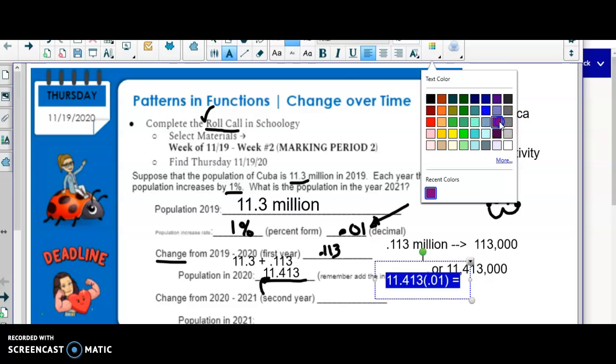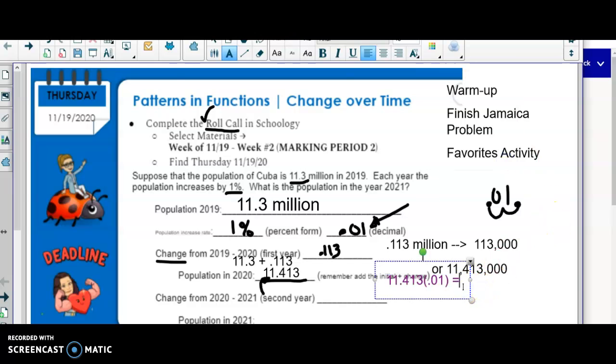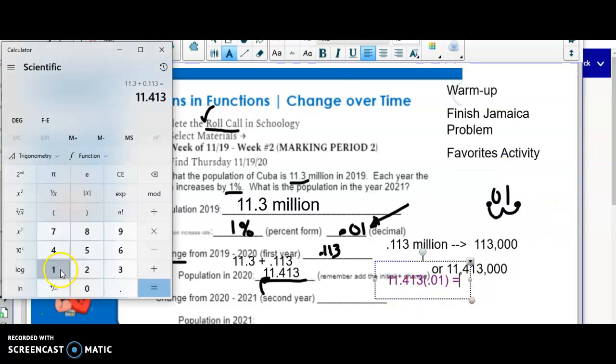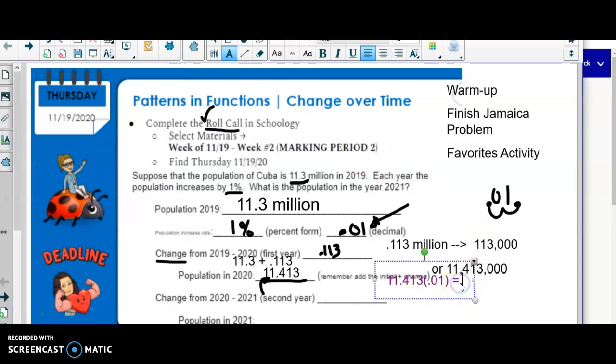Let me change the color so it looks a little different. Let's take out our calculator: 11.413 multiplied by 0.01 is 0.11413, or 114,130. We're going to take that and add it.